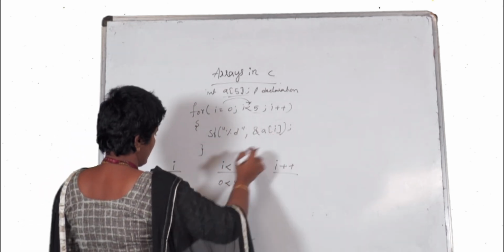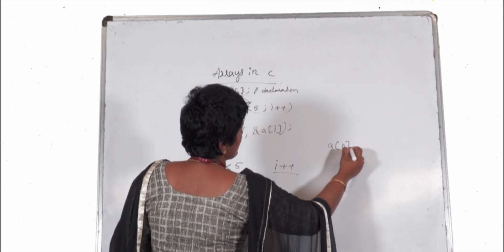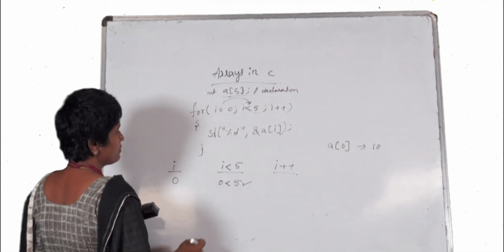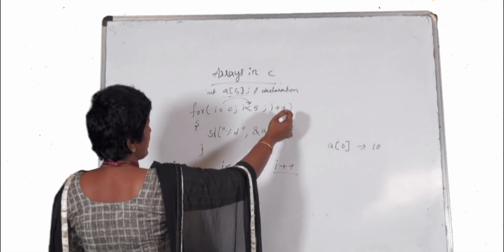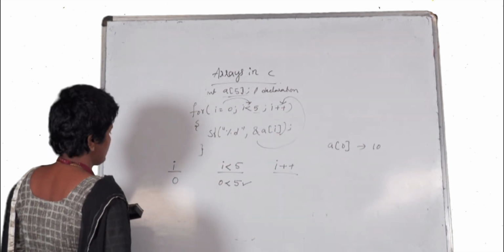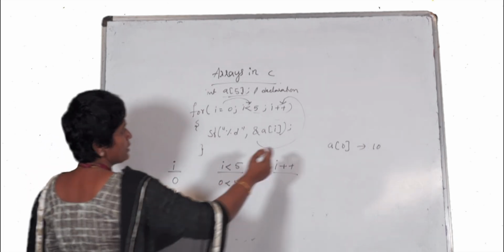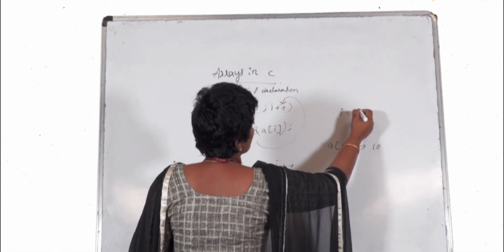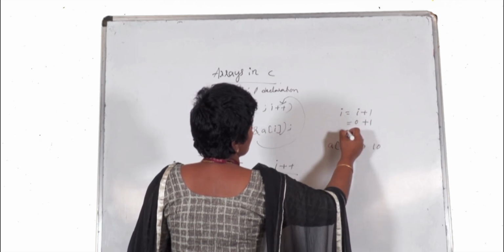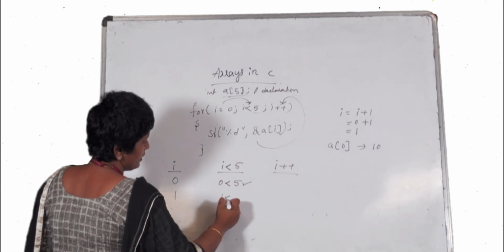So what is the a[i] value? What is the i value? a[0]. I am giving the a[0] value as 10. Then it exits the for block and goes to the updation part, i++. i++ means i = i + 1. The initial i value is 0, 0 plus 1 is 1, so i becomes 1.